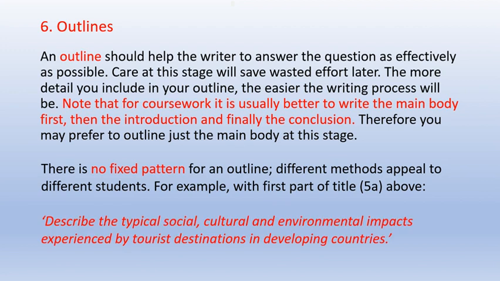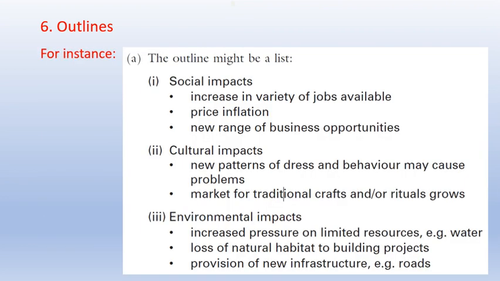Right now, please take time to think about the title below. It is about: describe the typical social, cultural, and environmental impacts experienced by tourist destinations in developing countries. Okay, here is the example for outlining. It is in list model. So you just list the main points according to main sections. It has three different sections. Everyone, the first section is about social impacts. Listed three main points. If you have more, you can add more.